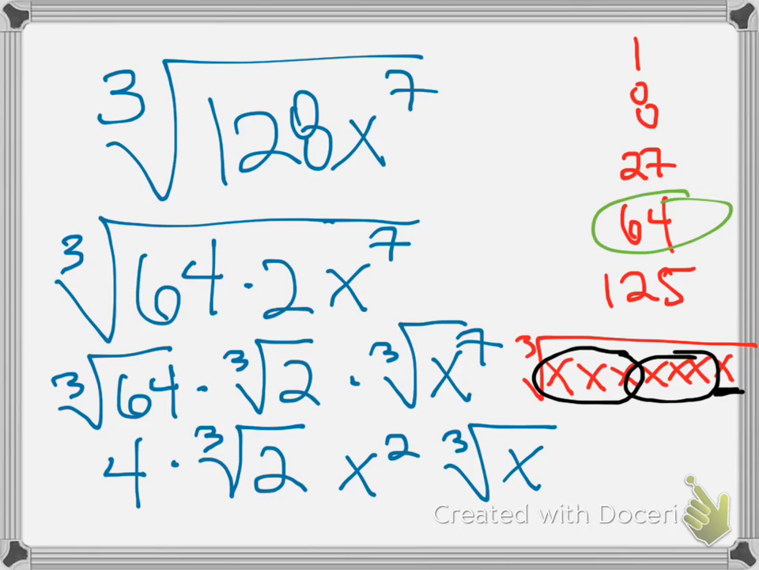This is getting a little bit sloppy. I apologize for that. So our final simplified answer is going to be 4x squared times the cube root of 2x when we rewrite everything back together.